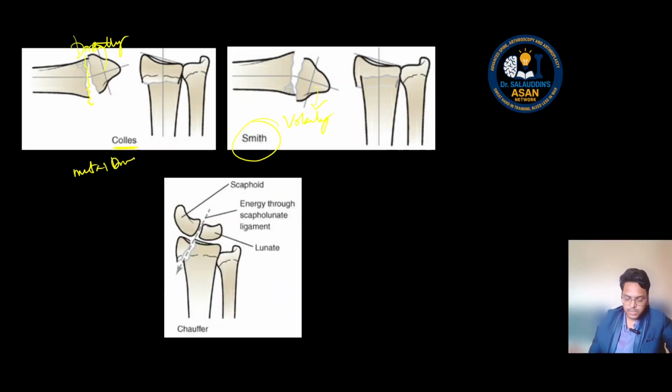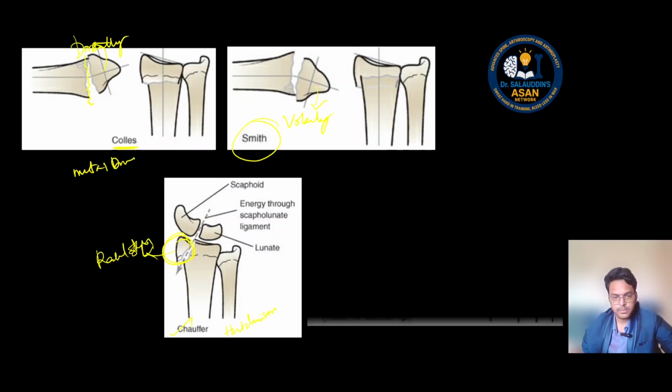Then Chauffeur's is an intra-articular fracture with radial styloid fracture. The radial styloid is getting fractured. It is Chauffeur's. Other name for Chauffeur's is Hutchinson fracture.